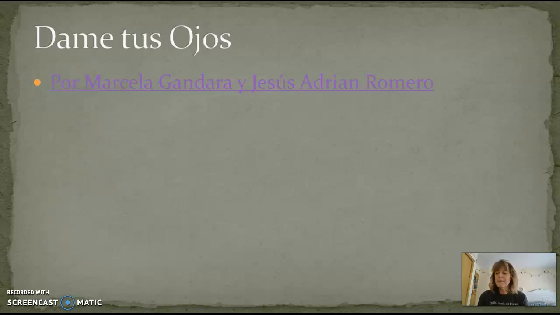The next line says, Dame tus palabras, give me your words, quiero hablar, I want to speak. Why would I ask God for His words unless I am willing to go out and then speak those words of truth and love to those and forgiveness to those who need to hear it?